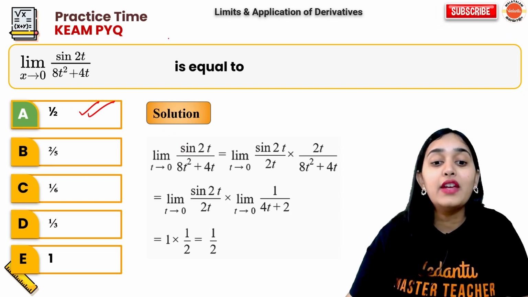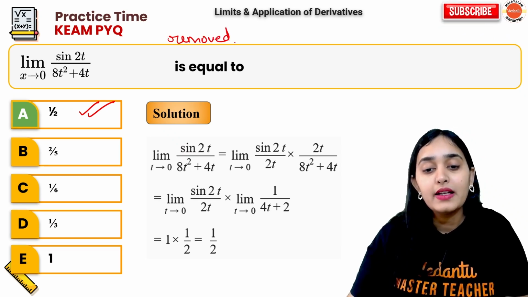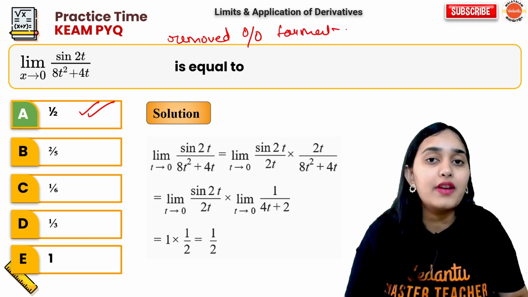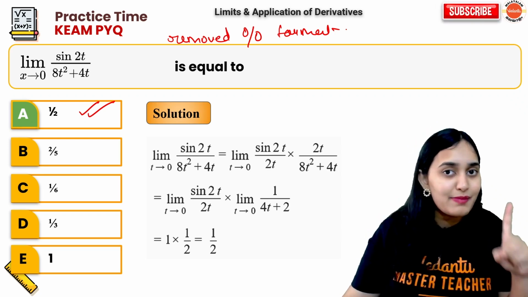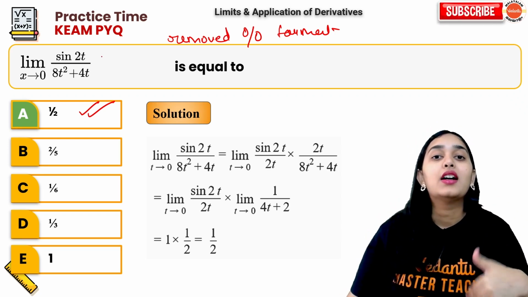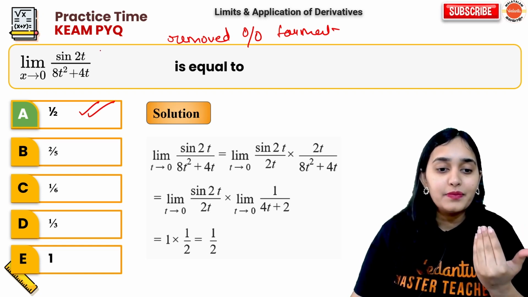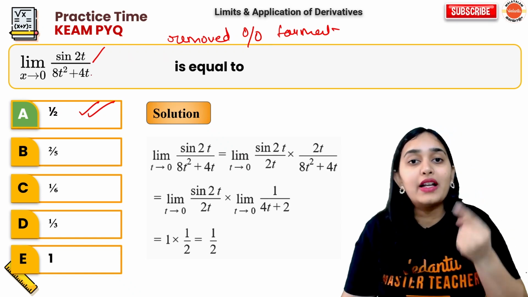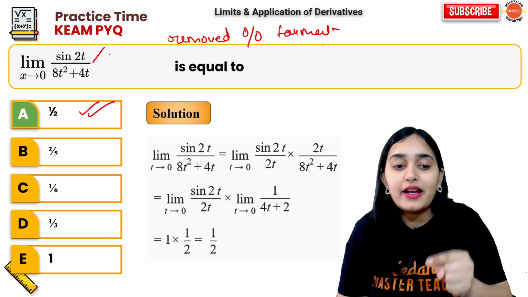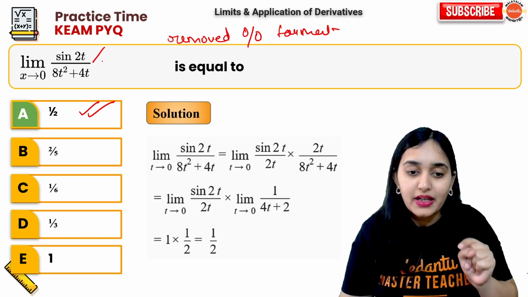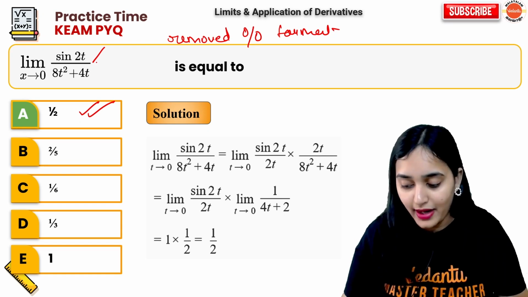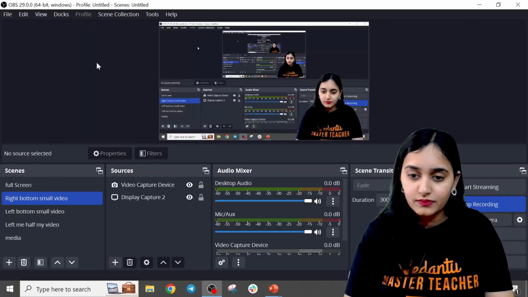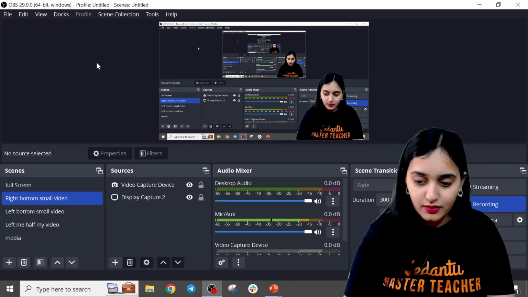So like this, we removed the 0 by 0 form. There are different methods of removing the 0 by 0 form. So the first method we have learnt is we basically convert it into the known properties that we have. One property that we know is sine 2t divided by 2t is 1. So we used that property to eliminate the 0 by 0 form. Clear? Okay.